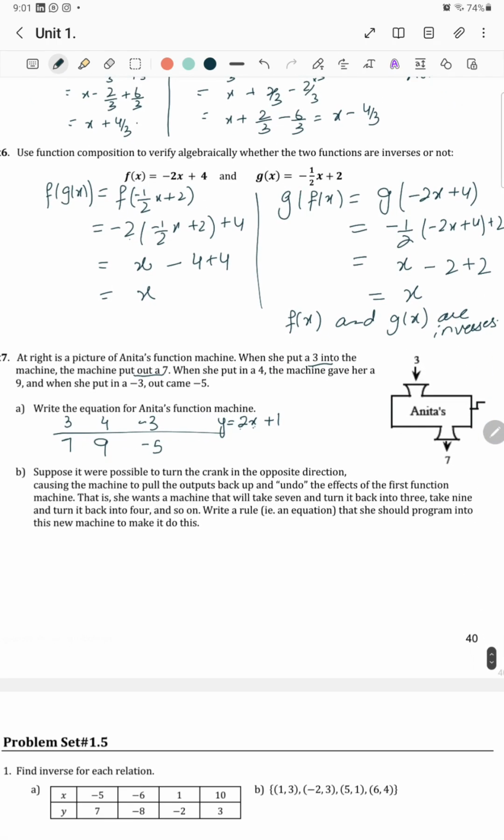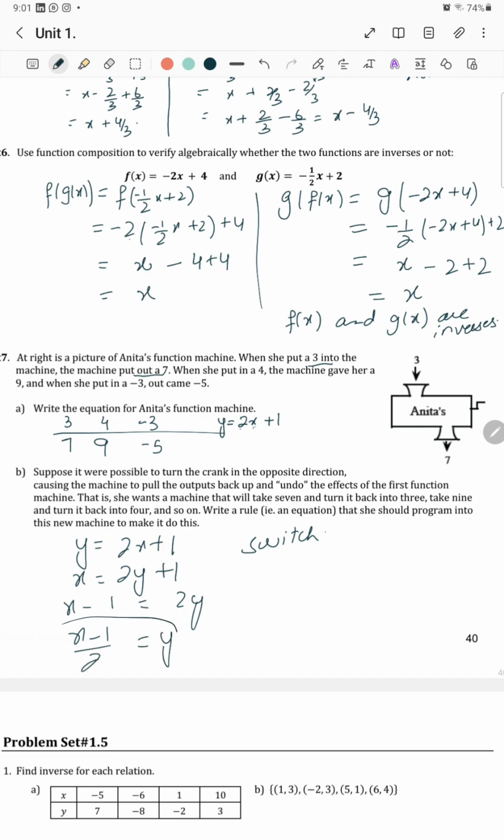Suppose it were possible to turn the crank in the opposite direction, causing the machine to pull the outputs back up and undo the effect of the first function machine. That is what she wants: a machine that will take 7 and turn it back to 3, take 9 and turn it back to 4, and so on. Writing the rule, what program should the new machine do? y is equal to 2x + 1 was the first machine. So switch x and y to x = 2y + 1. Solve for y. So the new machine will do this.